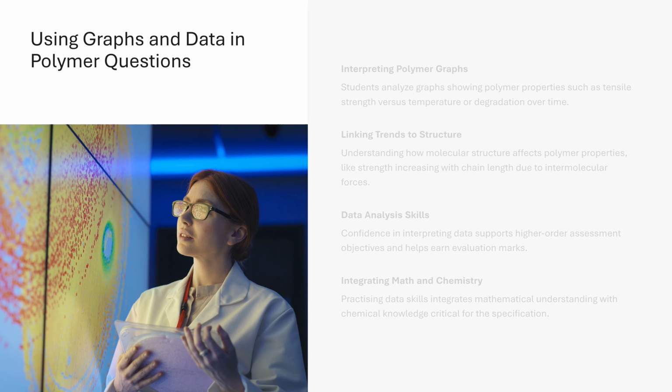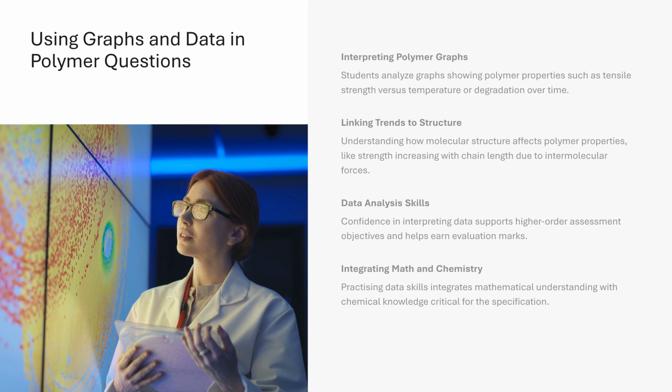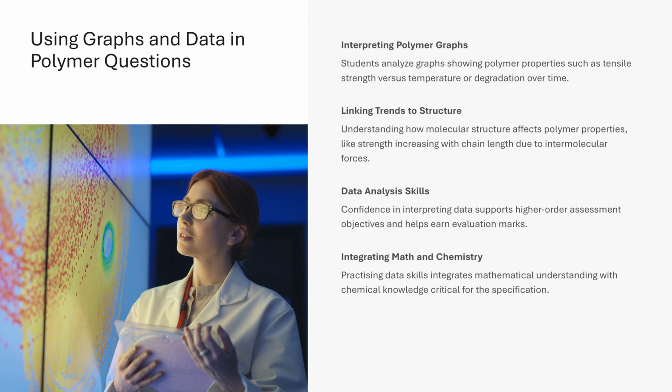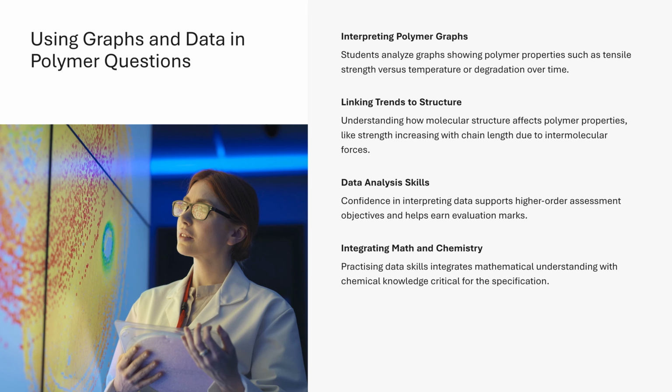A-level chemistry assessments may include graphs or data related to polymer properties, such as tensile strength versus temperature or degradation over time. Students must be able to interpret trends, describe relationships, and link them to molecular structure. For example, a graph showing increased strength with chain length can be explained by greater intermolecular forces.